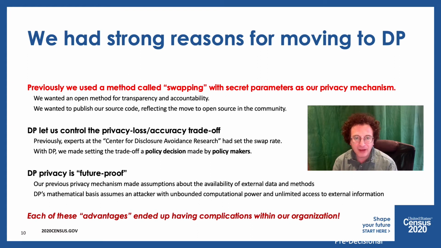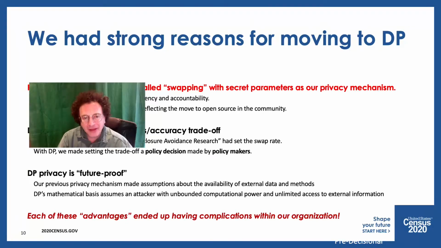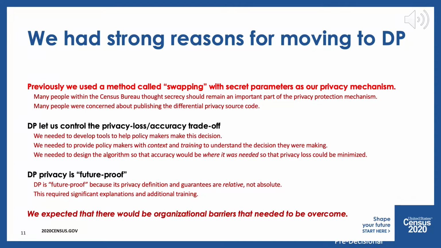Differential privacy doesn't make any of those assumptions, and its guarantees don't depend upon limitations of the attackers. But each of these limitations ended up causing us problems. Many people within the Census Bureau thought that secrecy should remain an important part of our privacy protection mechanism. So when we moved to differential privacy, there were many concerns about actually publishing the source code.